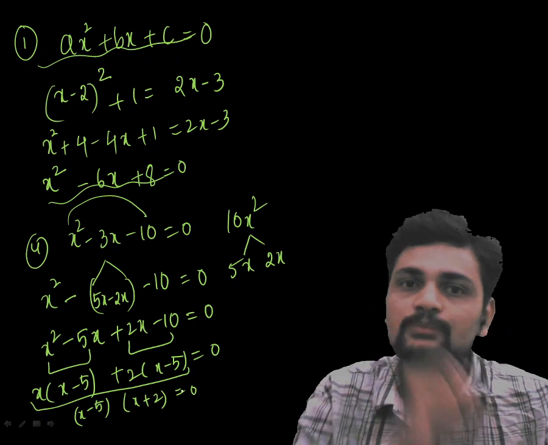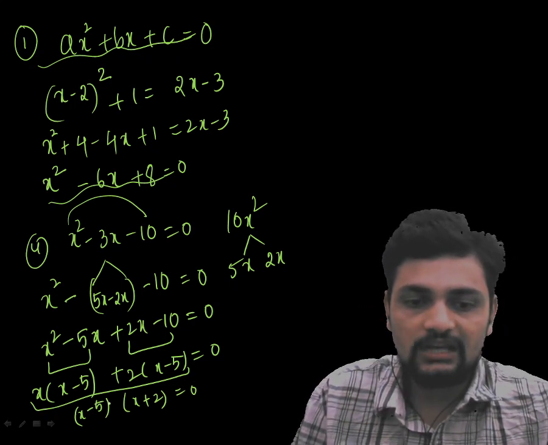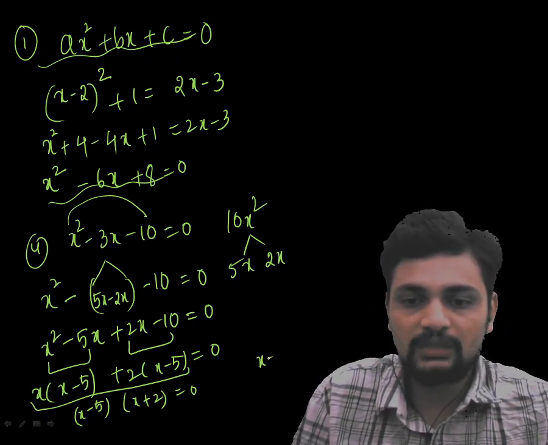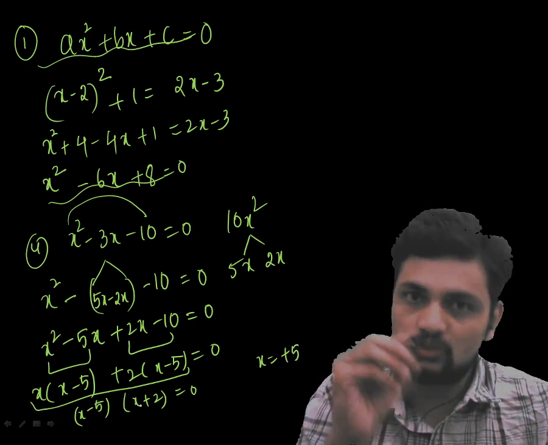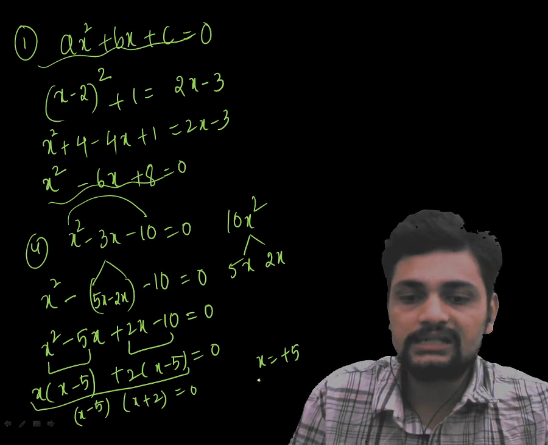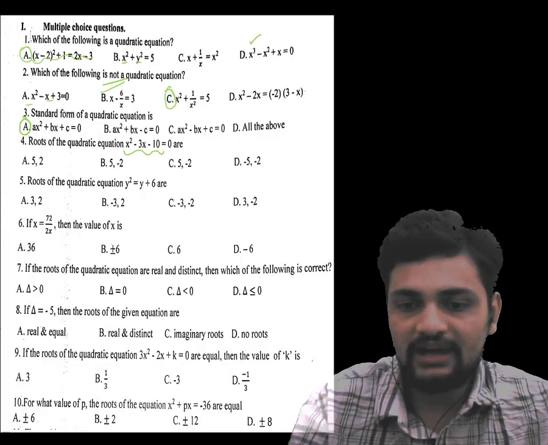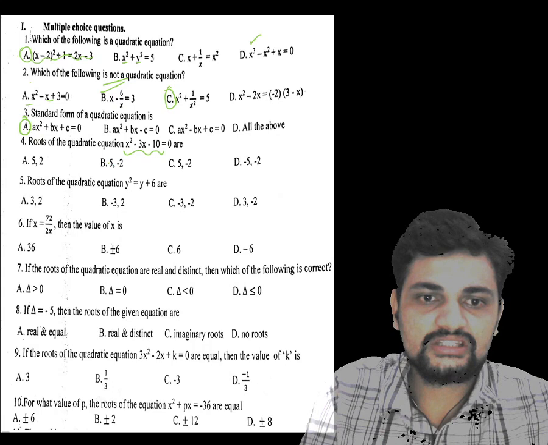So equate each bracket with 0. So x minus 5 equals 0, therefore x becomes plus 5. And the second bracket, if I equate with 0, that is x plus 2 equals 0, will yield us x equals minus 2. So 5 comma minus 2 is the correct option, which is option B.